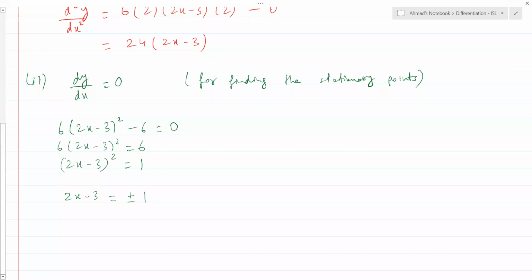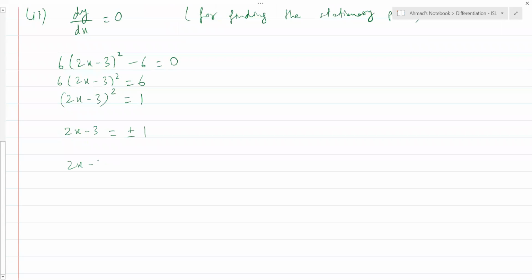ठीक है. अब इसको 2 पार्ट्स में डिवाइड कर लें. You get 2x minus 3 equals 1 or 2x minus 3 equals minus 1. यहाँ से you get 2x equals 4 and x equals 2. And यहाँ से you get 2x equals 2 and x equals 1. So these are the two x coordinates of the two stationary points.